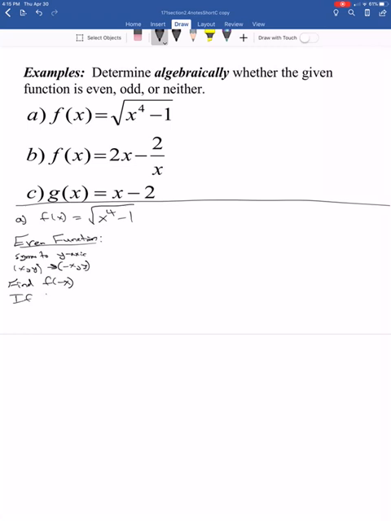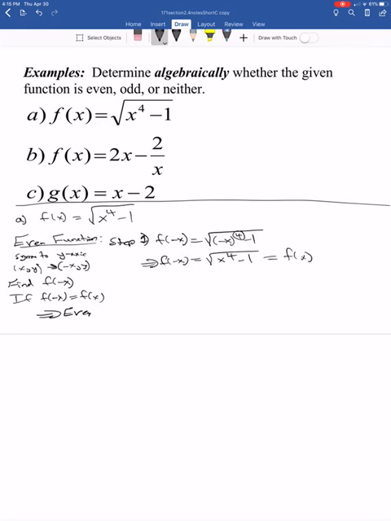And if f of negative x equals f of x, it's even. So let's find f of negative x. That's step 1. Well, f of negative x is equal to the square root of negative x to the fourth power minus 1. As we simplify based off that even power, this comes right back to the original function. So f of negative x ends up equaling f of x, which implies we have an even function.